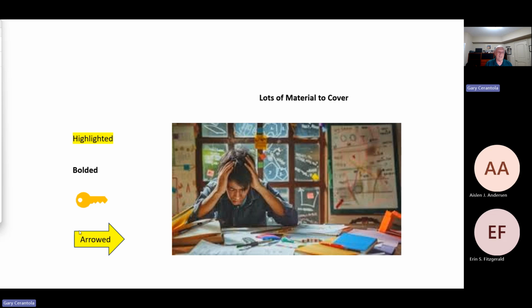So just a reminder, I'm going to talk about test 2 because as of today, we will have covered topic 8, and test 2 is going to cover 5, 6, 7, 8. So you could already start studying basically. But I want to remind you that things are highlighted, things are bolded. Sometimes I use the golden key, and a lot of the time I use arrows to give you a sense of what's important.